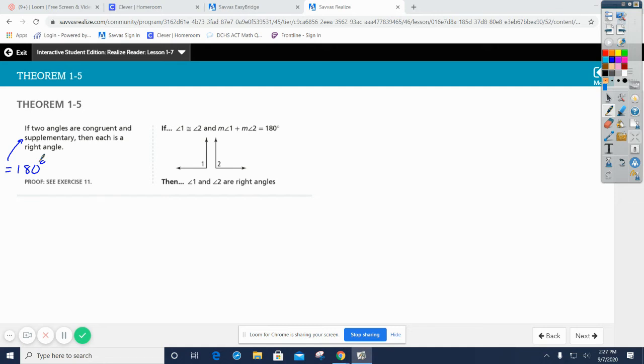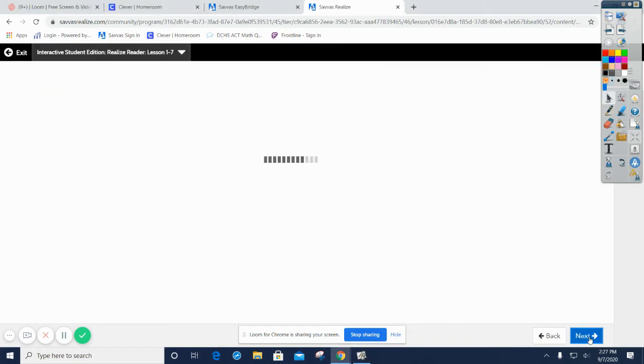Okay, so if two angles are congruent and supplementary, well, they're congruent, so they've got to be the same, and they have to add to equal 180. So if you have two things that are the same that equal 180, doesn't it have to be 90 and 90? That's the only thing that are the same and equal 180. So that's what this is saying: if two angles are congruent and supplementary, then they have to be right angles. And remember, right means 90. Okay, again, just a common sense theorem. Let's keep going.